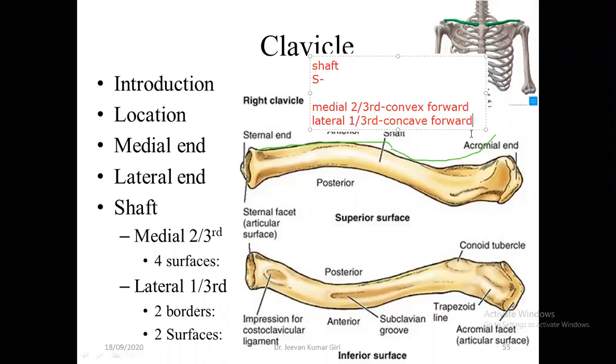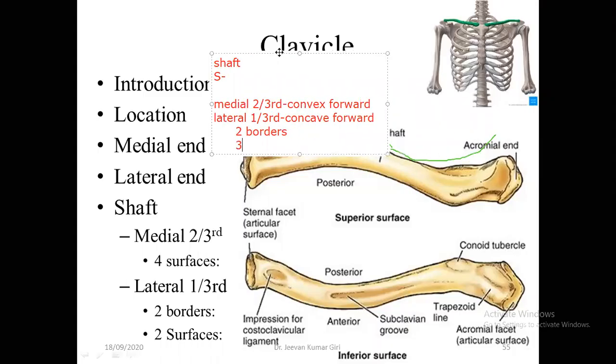Let's see the lateral first. The lateral part of the shaft has an anterior concavity. If you see the lateral 1/3 of the shaft, you will find two borders and two surfaces. For the lateral I am telling, we are now reading the lateral 1/3 of the shaft, this portion of the shaft.